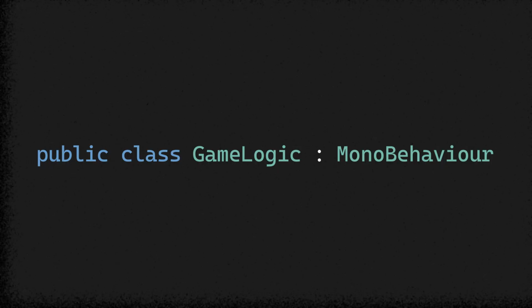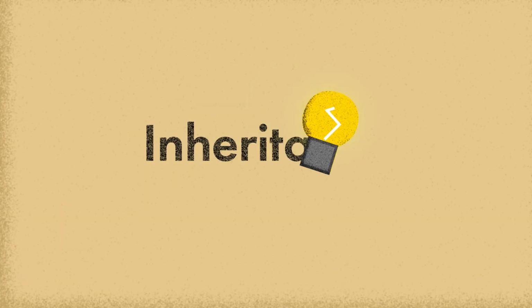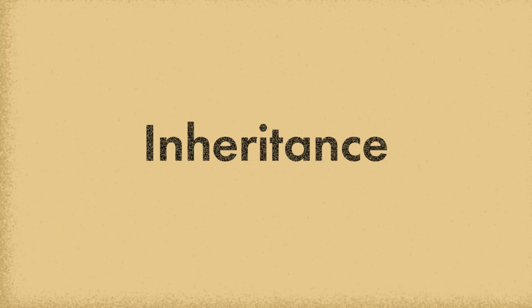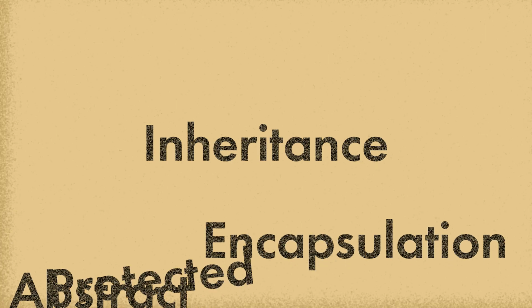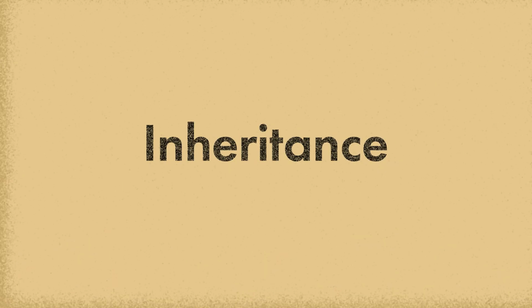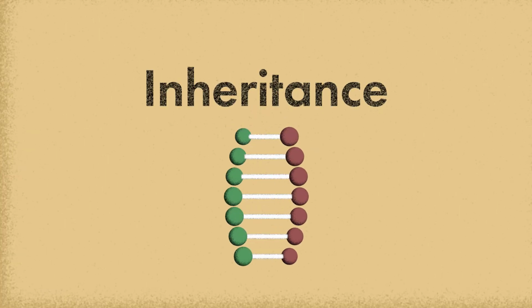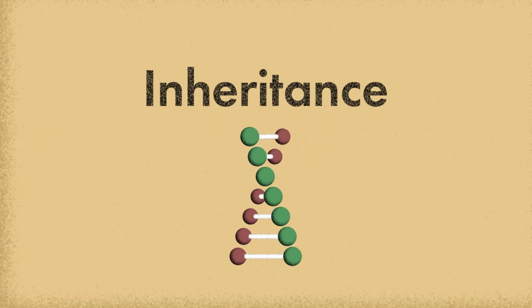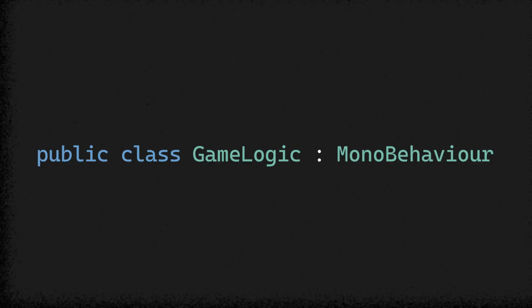Okay, after we have a : and MonoBehaviour, this is called inheritance. Inheritance isn't something we'll cover in this series because it's a little more advanced of a topic, but to briefly overview inheritance, inheritance is just what it sounds like. You are inheriting code from a different source. In this case, we are inheriting code from the class MonoBehaviour.